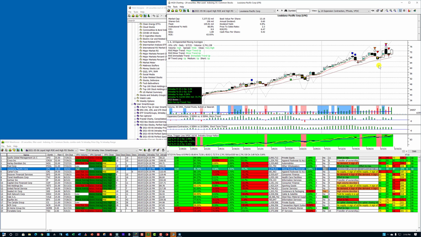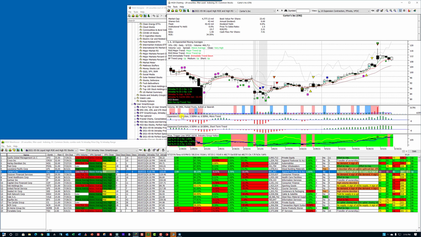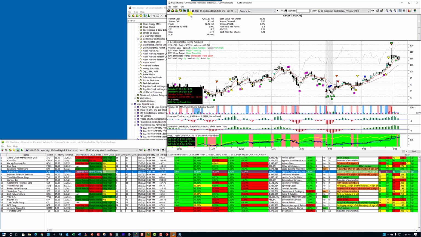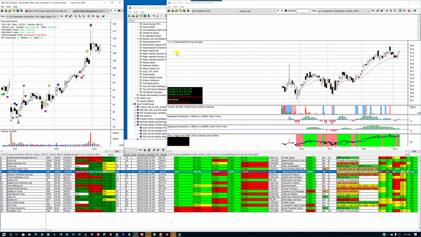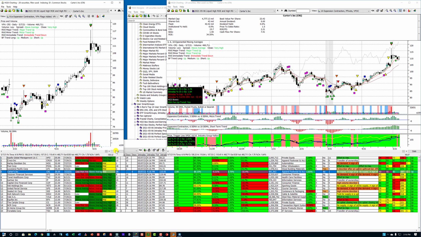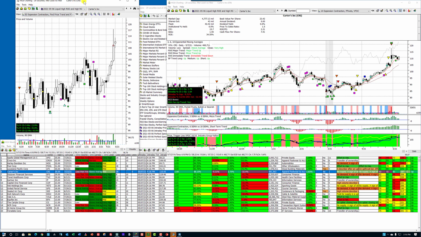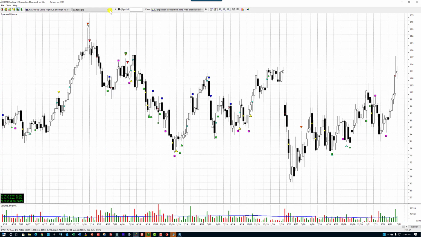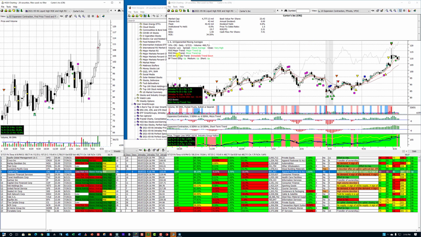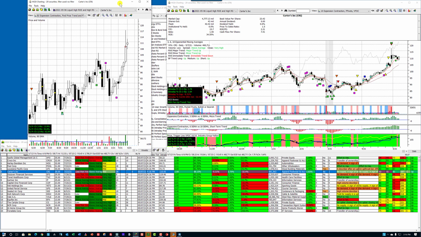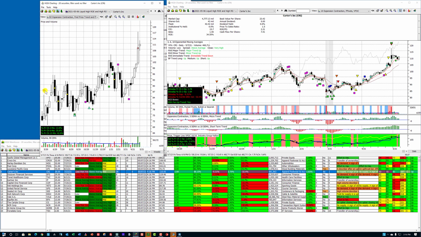Louisiana Pacific, I was in this stock until last week. I closed out. I had some debit spreads on it and made 50% on my money. Carter's, nice move up. Let me zoom out on this. Actually, what I want to do is bring up a new charting window, and this is going to be a weekly chart. I didn't want to do that. Okay, so there it is.